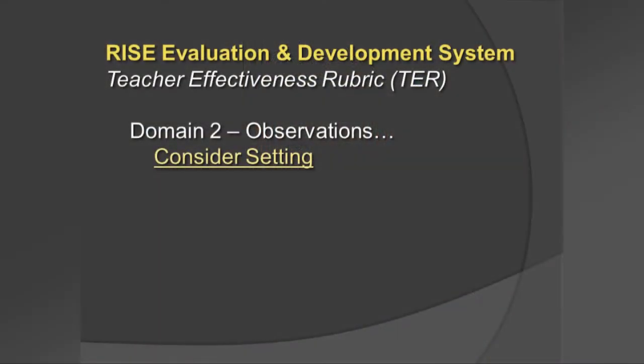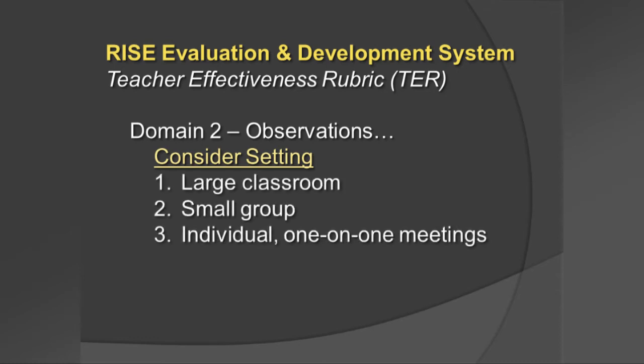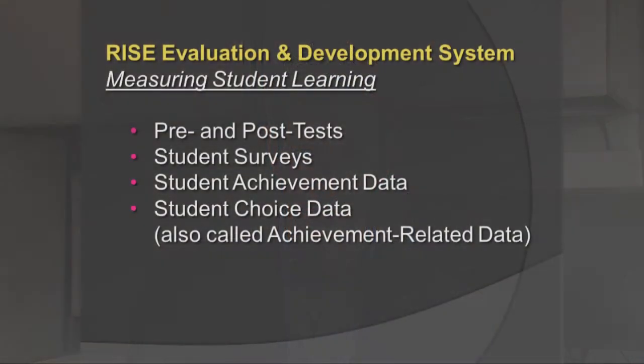Observing a counselor or other student services personnel interacting with students could take place in a large classroom setting, a small group, or on occasion in individual one-on-one meetings with students. You'll want to be very clear about the setting of the observations, since that will inform what goes in the rubric for Domain 2. Let's now look at the other part of the teacher evaluation law, and that is how student services personnel affect student learning.